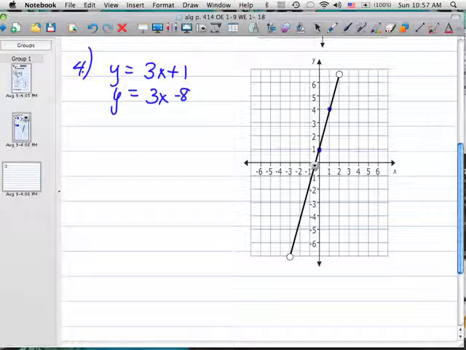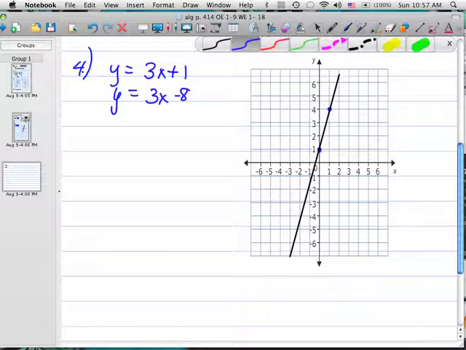Okay, and the other one has an intercept of negative 8. Here's negative 7, negative 8. And a slope of 3. 1, 2, 3, and right 1. So here's our second point, and draw a line through that.